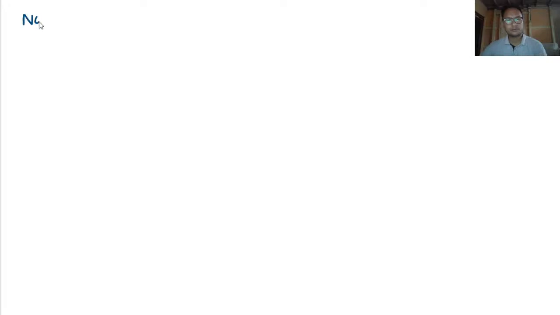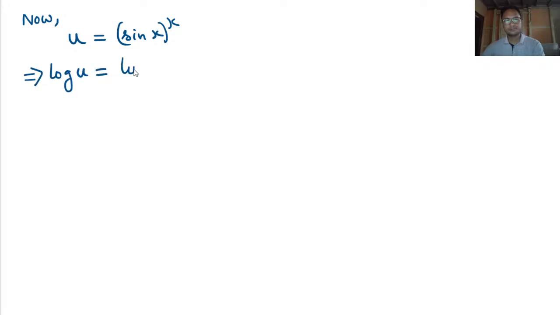So now what was u? u is nothing but sine x to the power x, and I'm going to find du by dx. Since the power is a complex one, we can take the log on both sides. So log u equals log of sine x to the power x, which implies log of u equals x log of sine x.